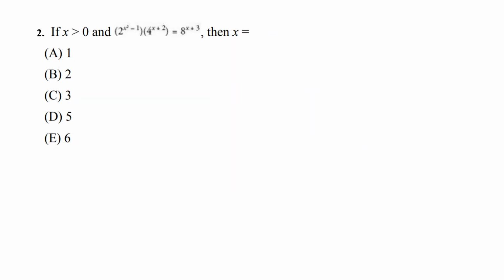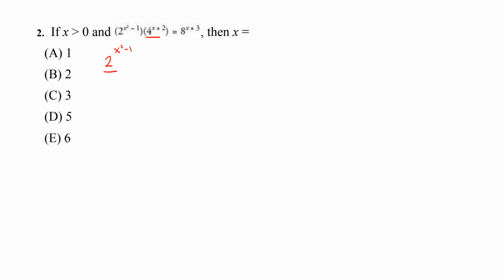The second question asks, if x is greater than 0 and 2 to the x squared minus 1 times 4 to the x plus 2 equals 8 to the x plus 3, then x equals. So what we can do here is take a look at our terms. We have an exponent with base 2, and I think what we should do is try to make it so that every one of these terms has that as its base, right?